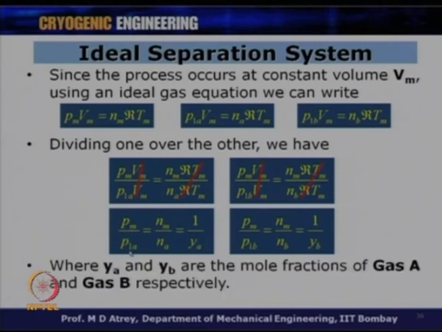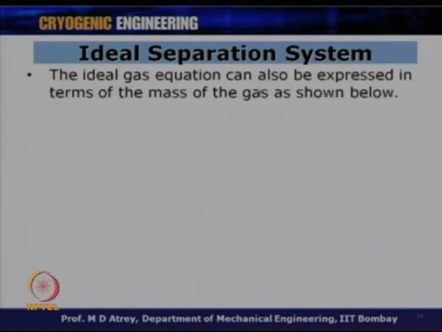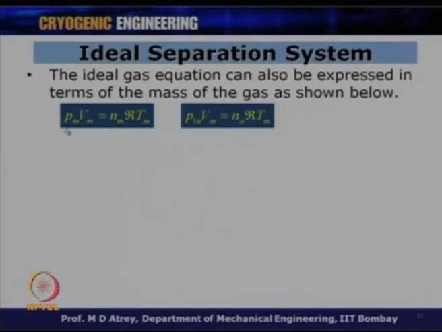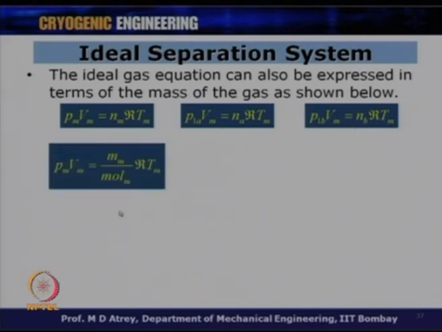So, I have got a ratio of Pm by P1A figuring in the earlier expression. I can replace that by 1 by Ya, where Ya and Yb are the mole fractions of gas A and gas B respectively. The ideal gas equation can also be expressed in terms of the mass of the gas as shown below. So, I can write this expression PV is equal to nRT for the gas mixture, gas A and gas B. I can write this Nm, or the moles, as the mass of the mixture divided by the molecular weight of the mixture. This is basically the definition of Nm.